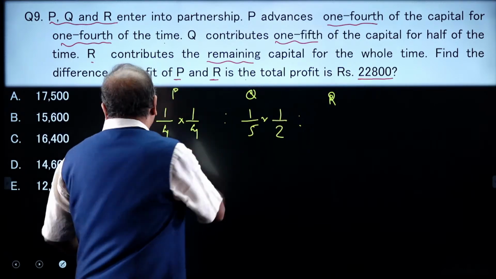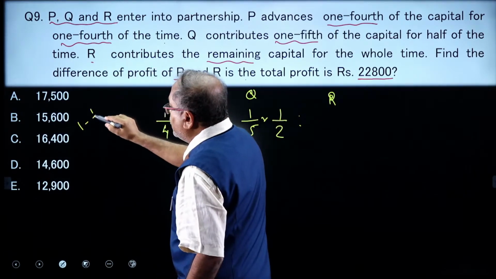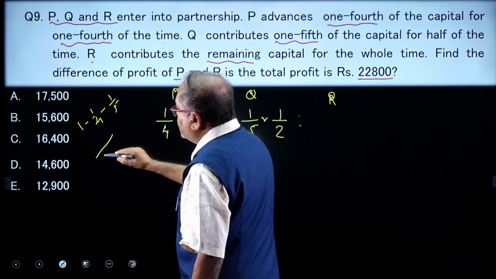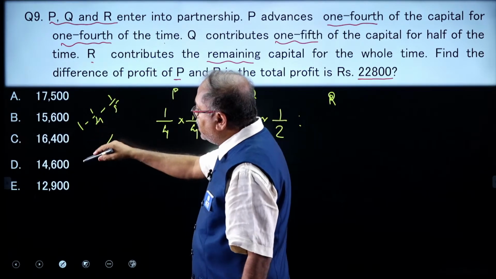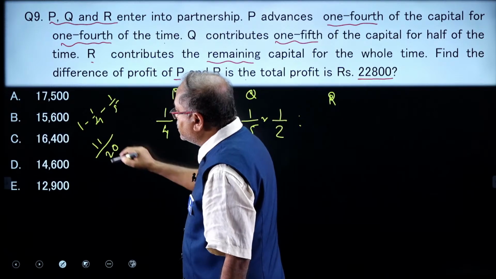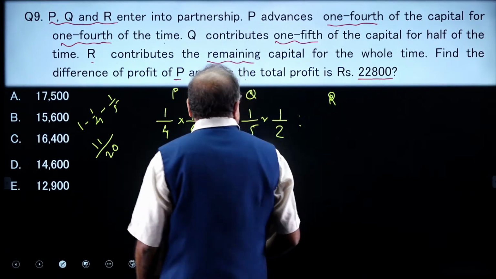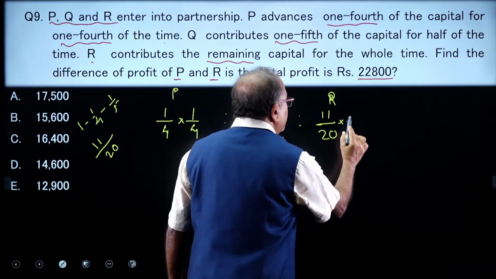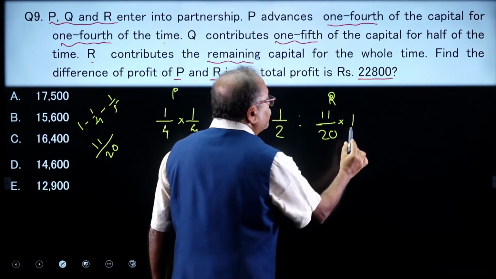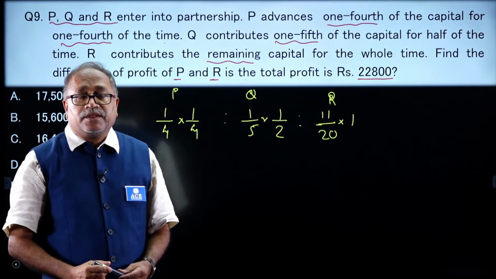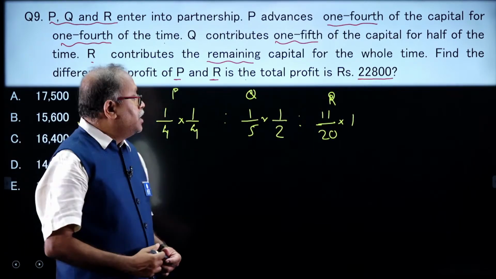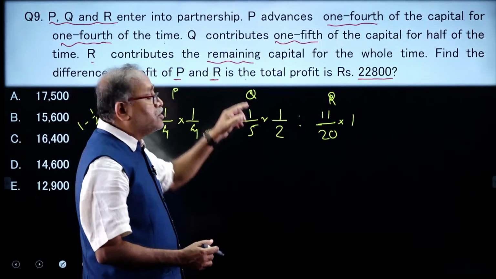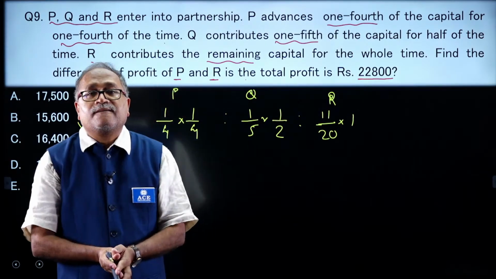How much is the remaining capital? 1 minus 1/4 and minus 1/5. I notice that the denominator will be 20, and 20 minus 9, that is 11. So 11/20 is the remaining capital, for the entire period. That means the whole time is 1. That's how we are getting the ratio. And once we get the ratio here, I can find out the difference between the profit of P and R.